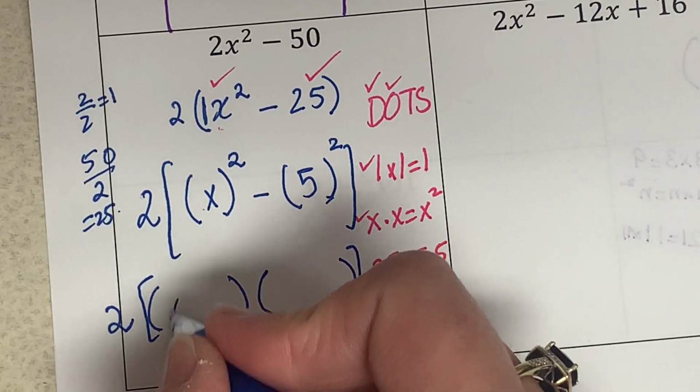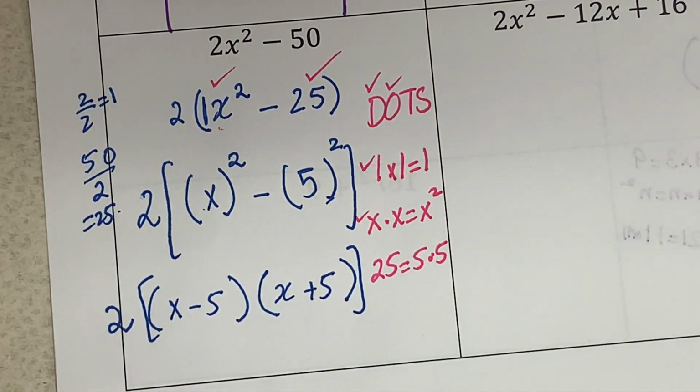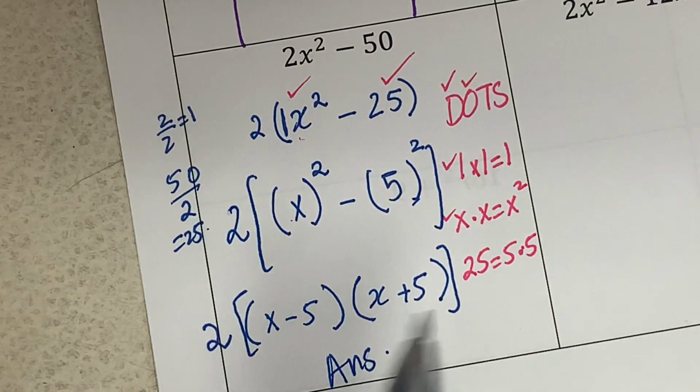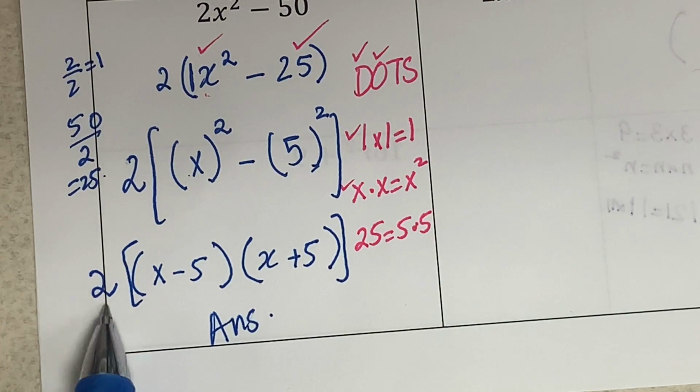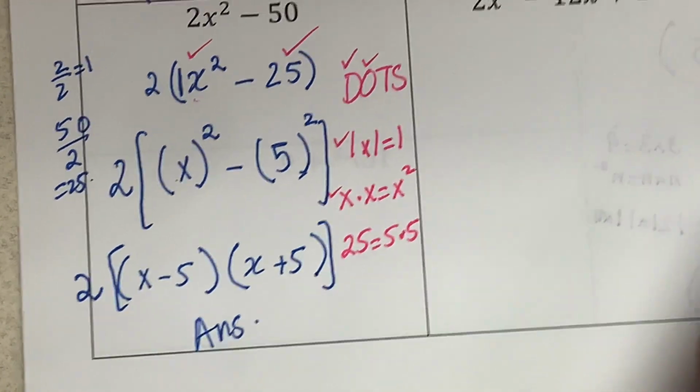x minus 5 and x plus 5. This is my answer. So you actually had 2 as a greatest common factor that you take out, and then you can see that actually you had a perfect square.